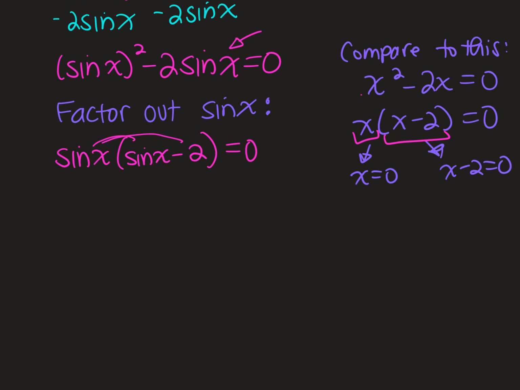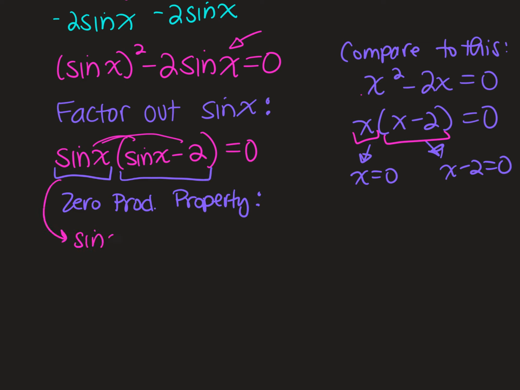Now we can use the zero product property. Okay, so I'm going to use the zero product property next, and set each thing, so set this guy and this guy equal to 0. So that's going to give me two equations. Sine of x equals 0 and sine of x minus 2 equals 0.